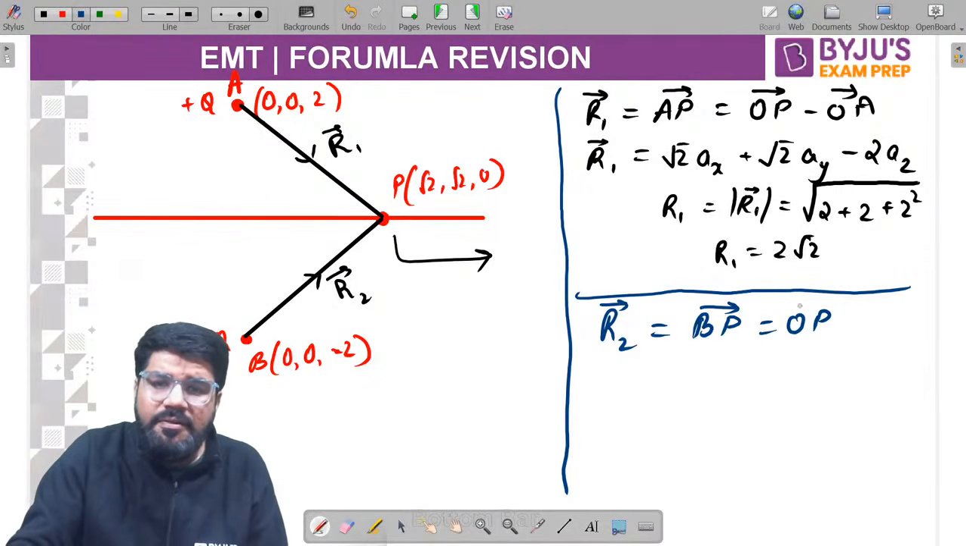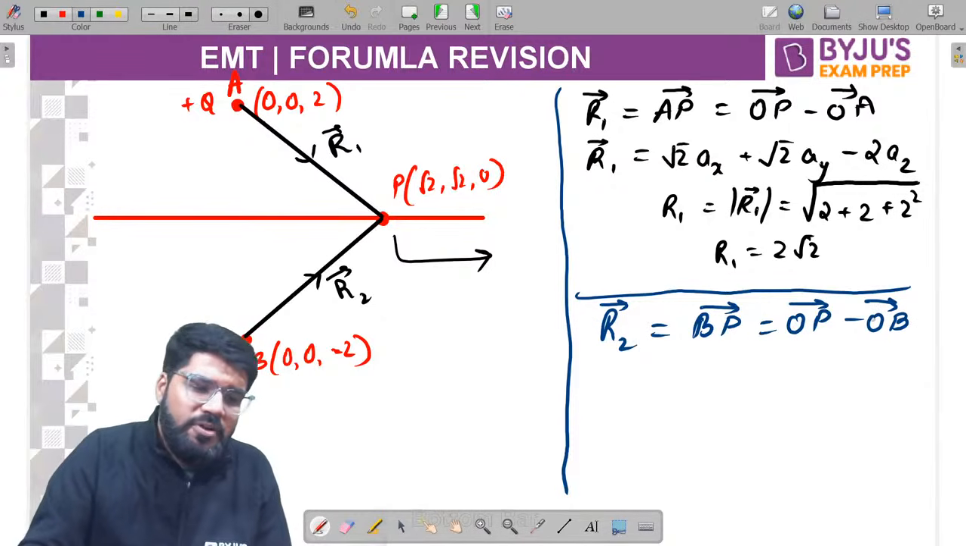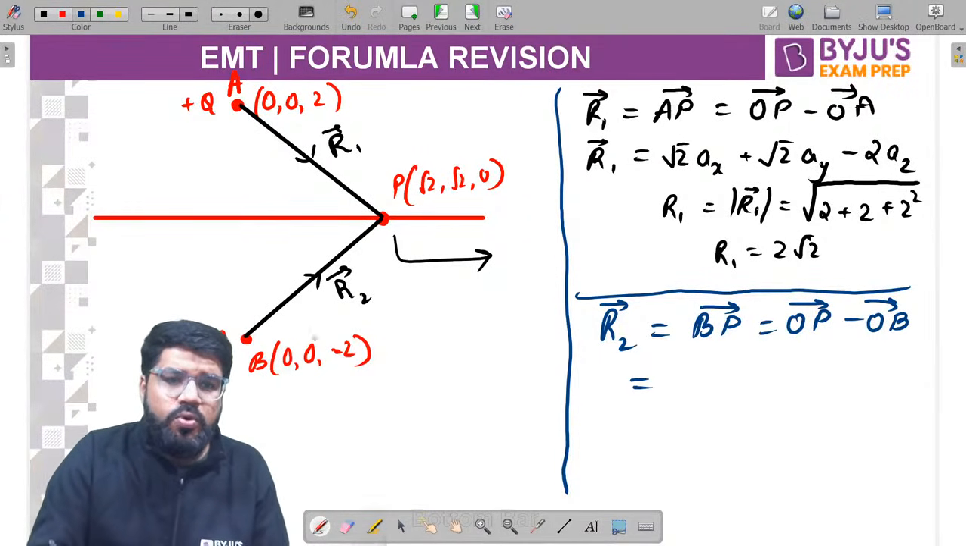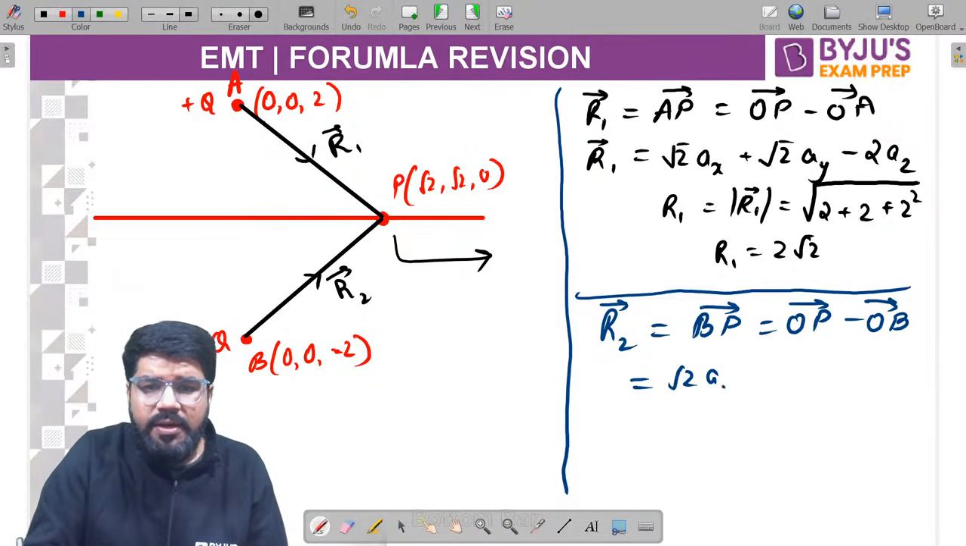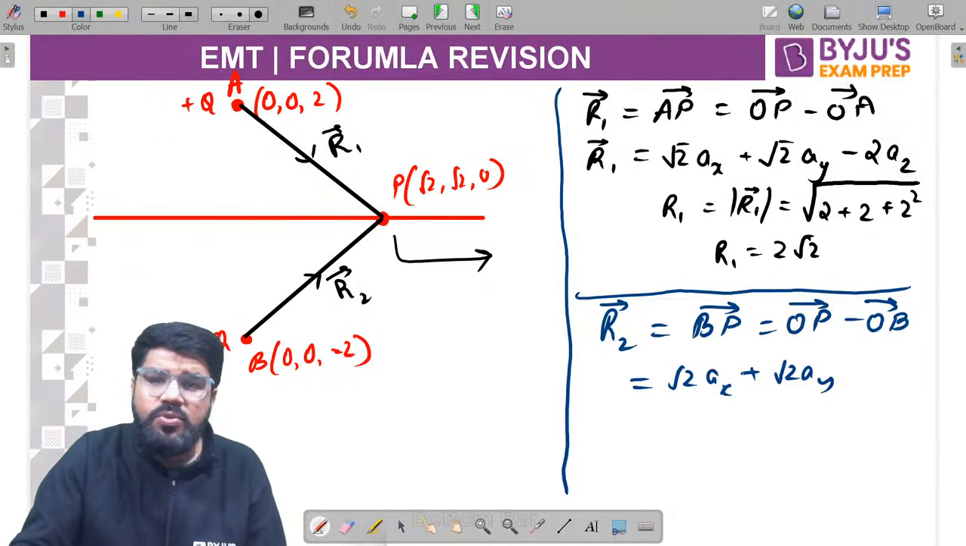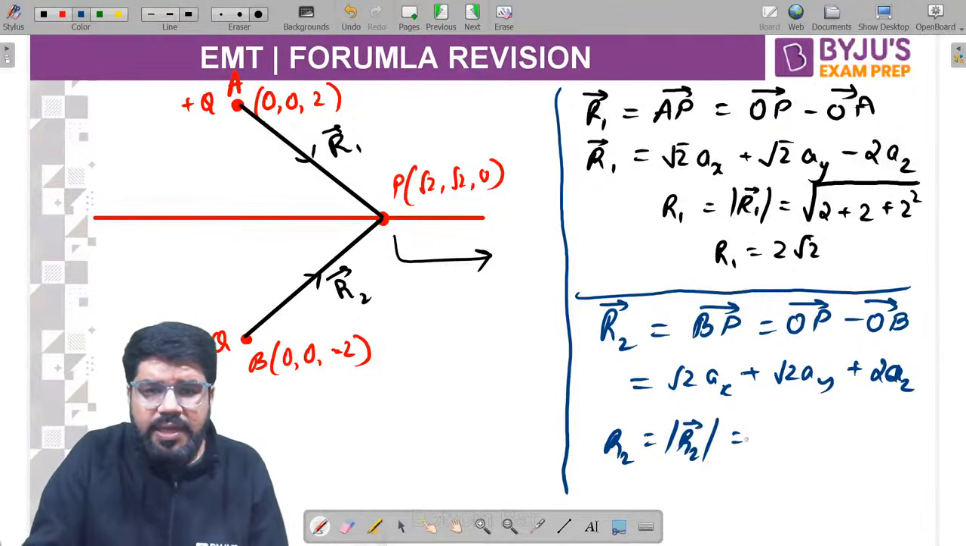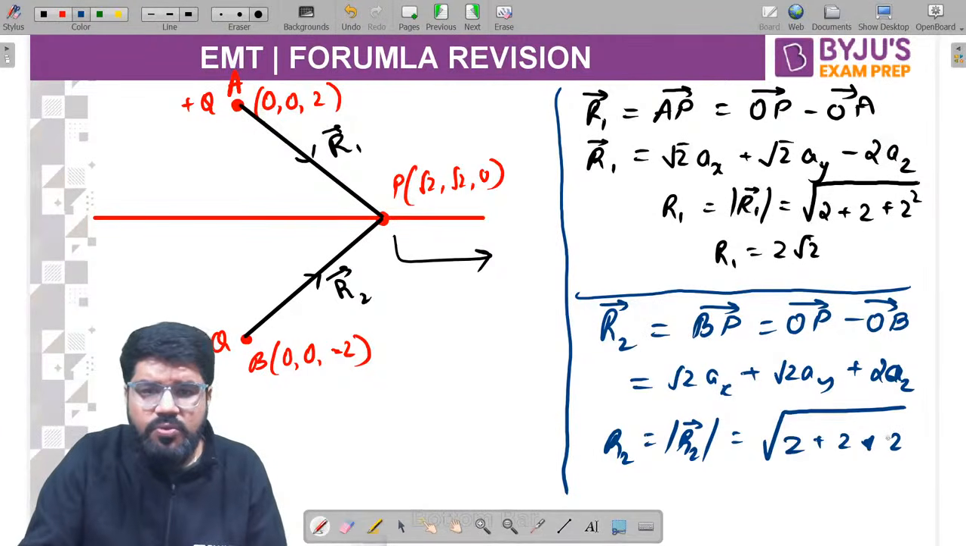And that is the vector from B to P, and that is P minus B, the position vector of P minus the position vector of B. Again, x to x component subtract, root 2 ax, then root 2 ay, 0 minus minus 2 will be plus 2 az here. And what is the length R2? It is the magnitude of R2, and that will be square root of root 2 square plus root 2 square plus 2 square.